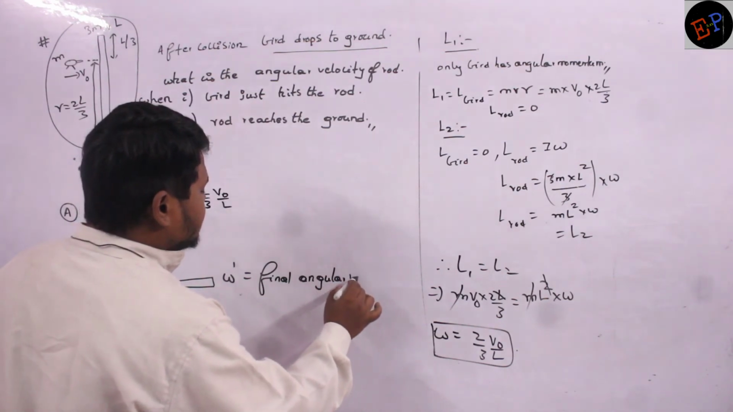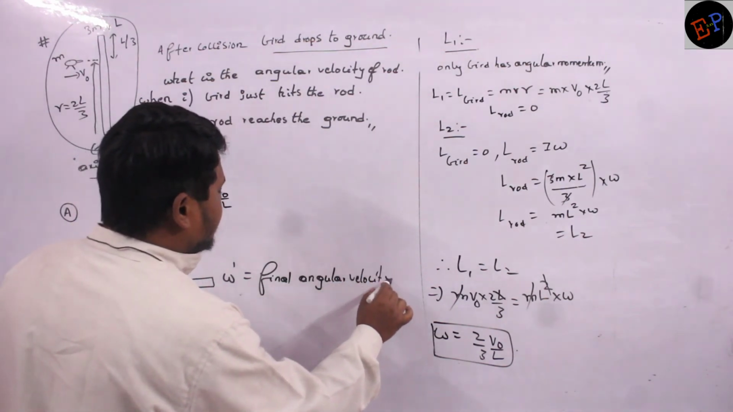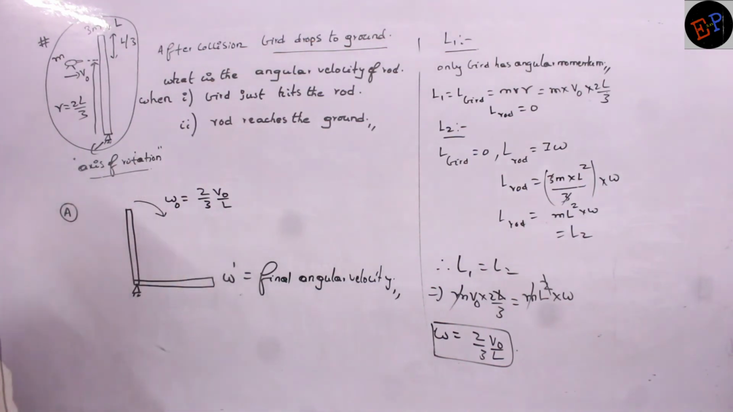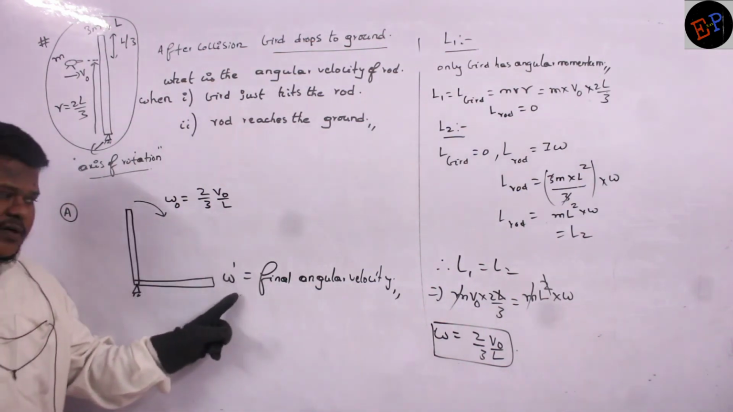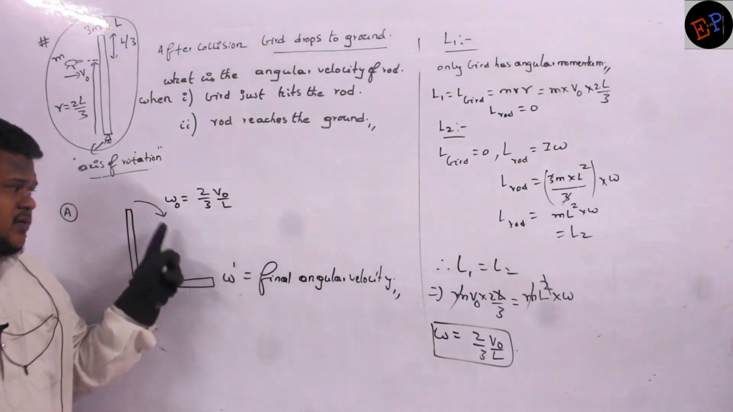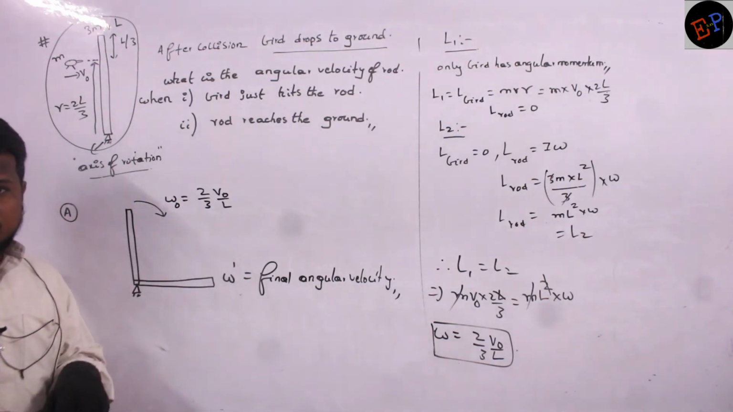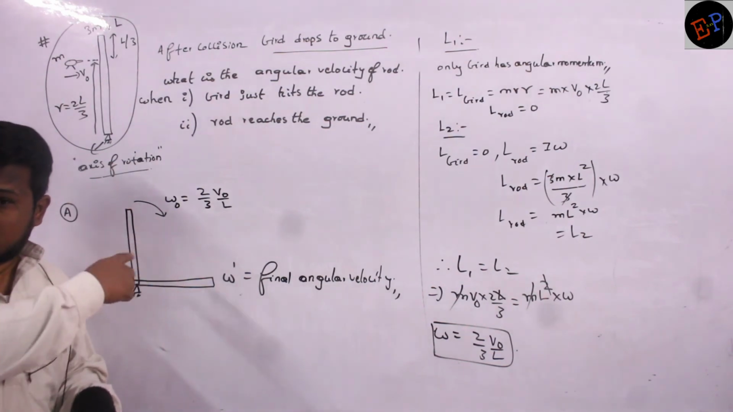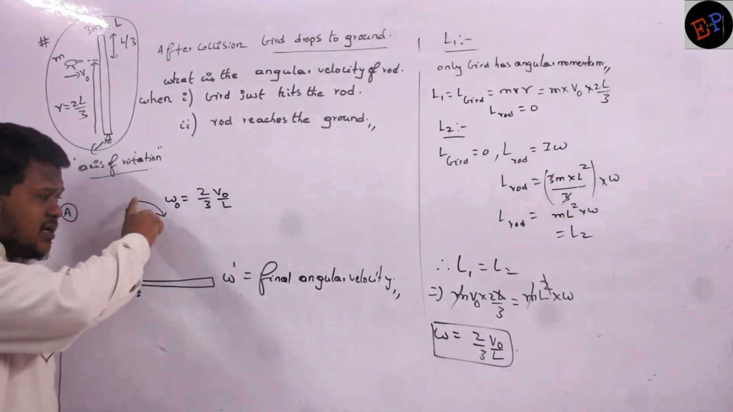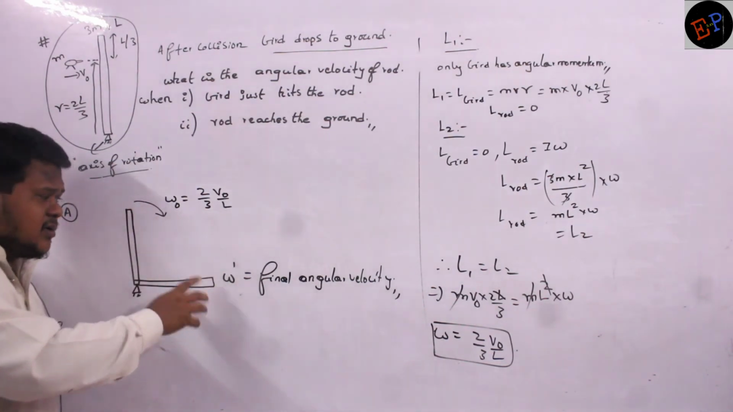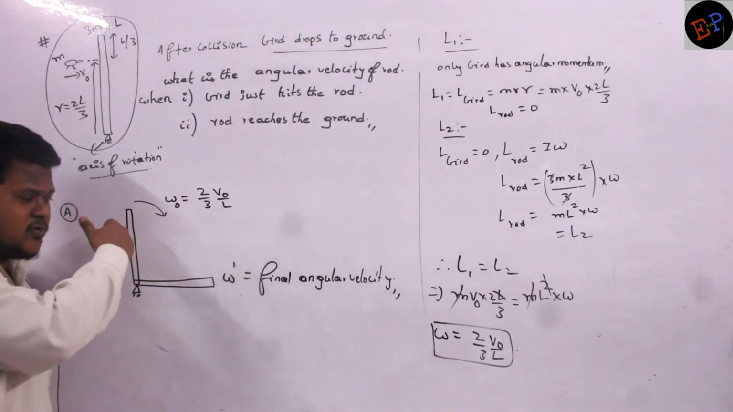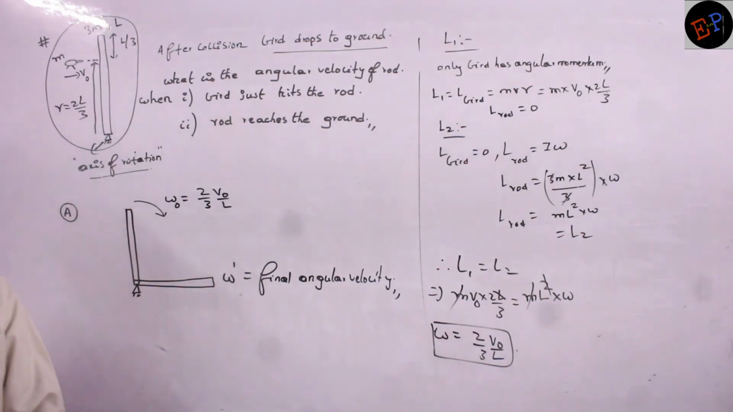Final angular velocity of the rod when it is about to touch the ground. Angular velocity definitely increases, no? Because when the rod starts falling down, an external force is acting here. Gravitational force is pulling the rod. So because gravitational force is pulling the rod, definitely the angular velocity of the rod increases until it touches the ground.